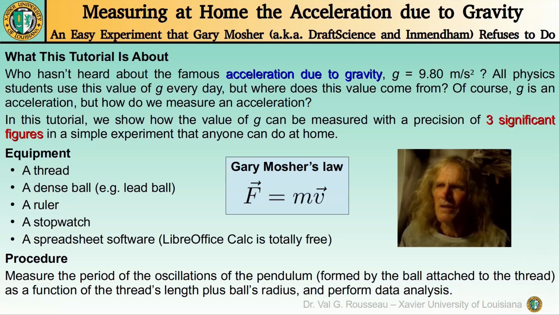For this, all you need is a thread attached to a dense ball, which together will constitute a pendulum, a ruler to measure the pendulum's length, a stopwatch to measure the period of the oscillations, and spreadsheet software in order to perform data fitting. Something important to mention is that what we define as the length of the pendulum is the length of the thread plus the ball's radius. In other words, the pendulum's length is the radius of the circular motion followed by the ball's center of mass.